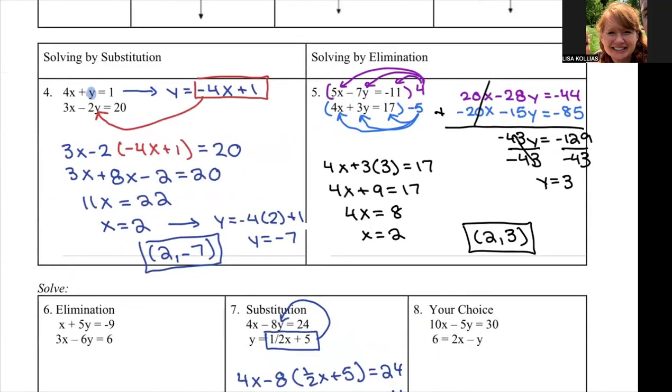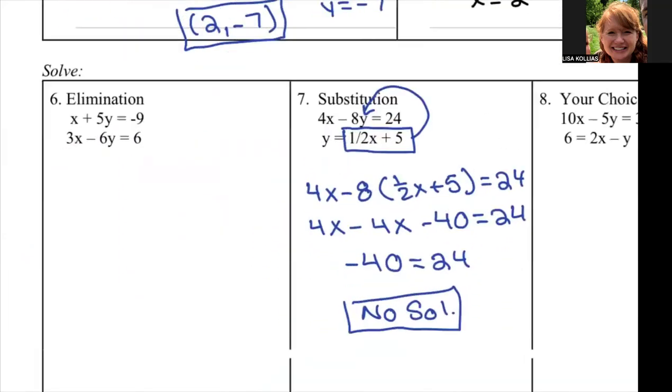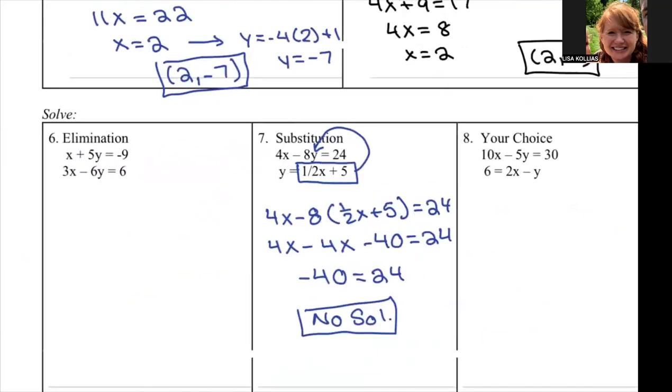Okay, I would go ahead and try number 6 right now if I were you, or if you need a little bit of help, go ahead and listen. The easiest way for this one would be to knock out your x's again, because I just have to multiply the top by a negative 3. Otherwise, if I try to knock out the y's, I'd have to multiply both of them by a number. So this is negative 3x minus 15y equals 27.